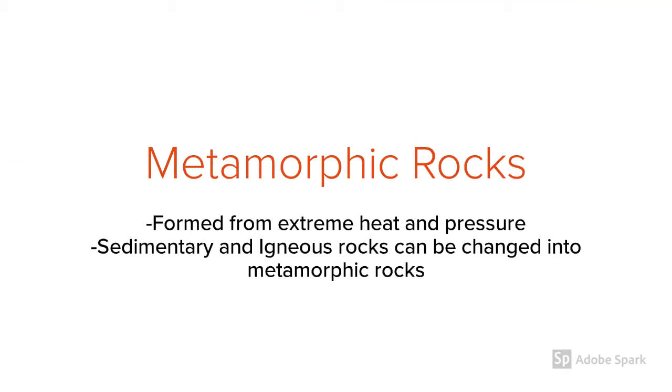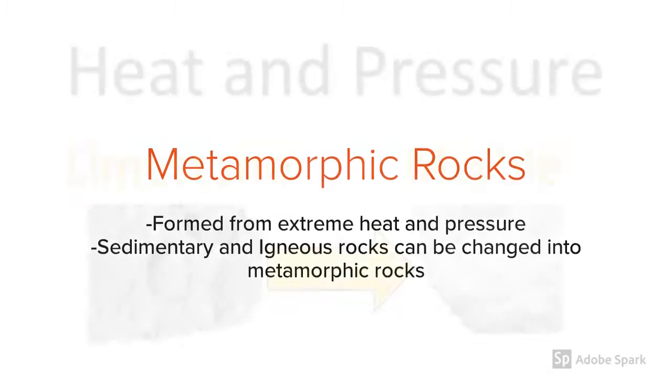Another main type of rock is metamorphic. Metamorphic rocks are formed from extreme heat and pressure inside the earth. Any rock can become a metamorphic rock when they are changed due to heat and pressure. The heat and pressure transforms the rocks into denser, more compact, metamorphic rocks.